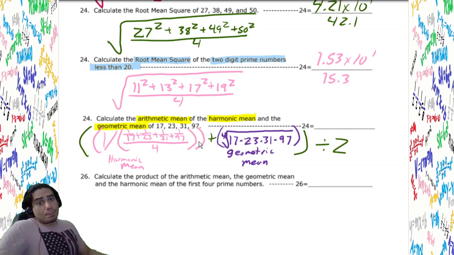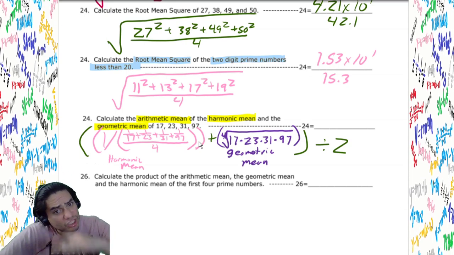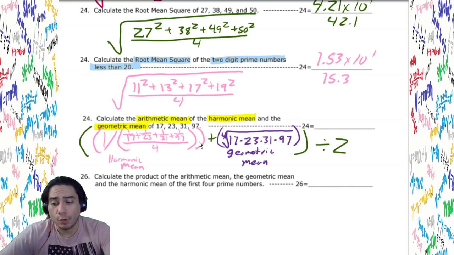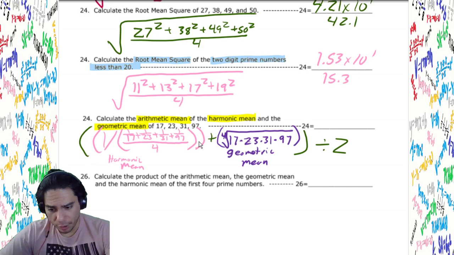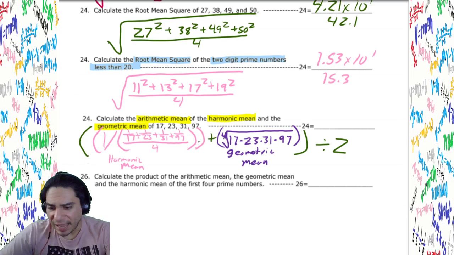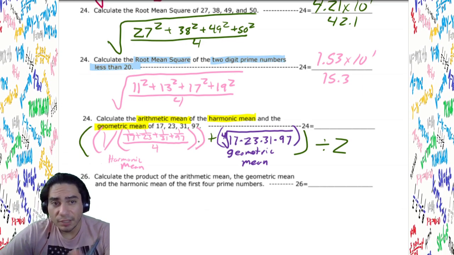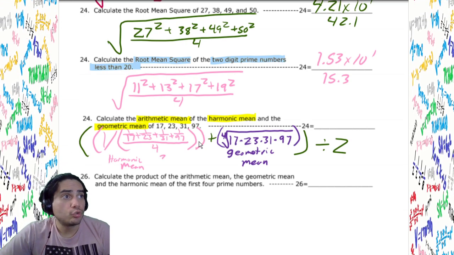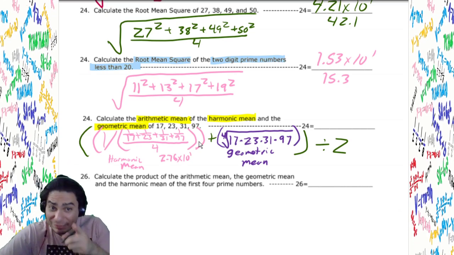This is an intense problem, but this is a state problem. This is what separates the people who are in the top 20 from the people in the top 10. So we could do this type of work, all right? Let's do it. 17, 1 over x. 23, 1 over x plus. 31, 1 over x plus. 97, 1 over x plus. 4 divide, 1 over x. So I got right here for my harmonic mean roughly 2.76 times 10 to the first. Hopefully you got that. Leave it in your calculator.